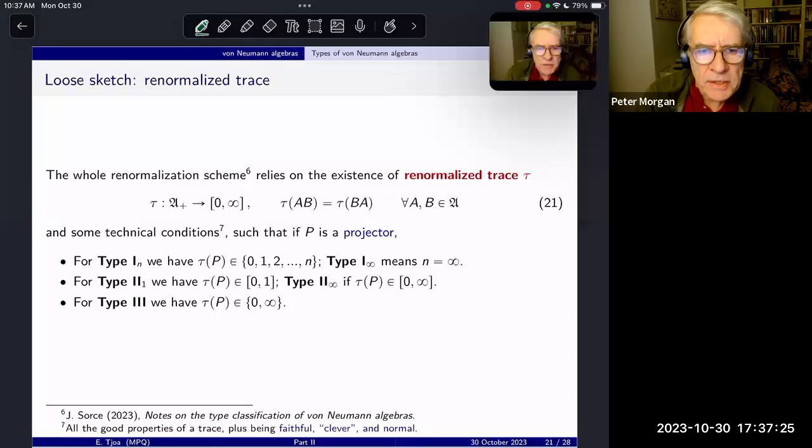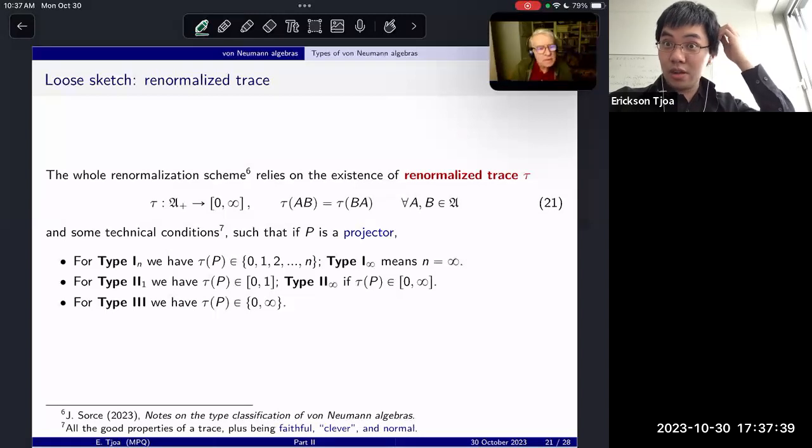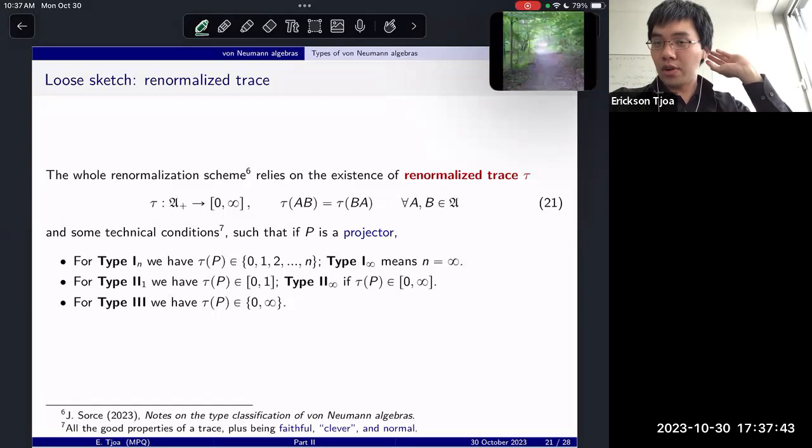So Erickson, the characteristic of the tau is that it maps the identity to infinity, right? In other words, it's undefined. That's right. So that's why you need to include the identity as the output of your trace. If you take in the identity, it's going to spit out infinity. That's right.